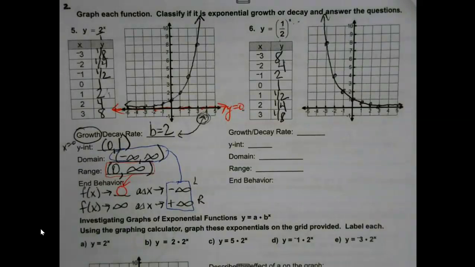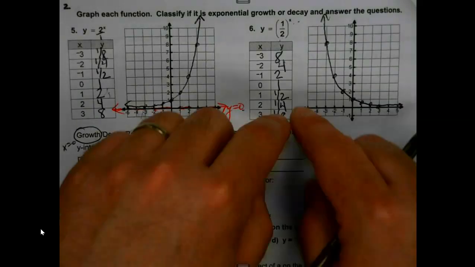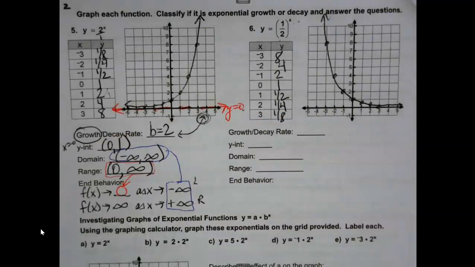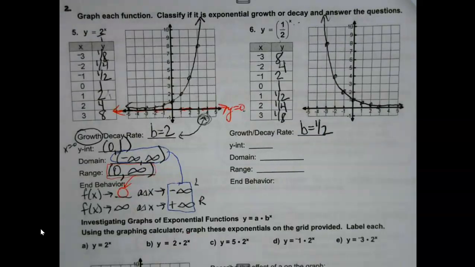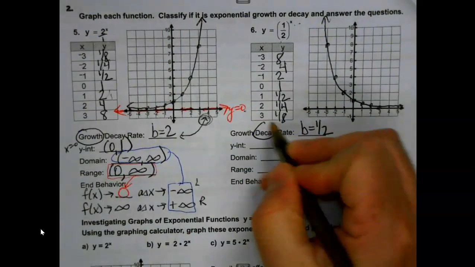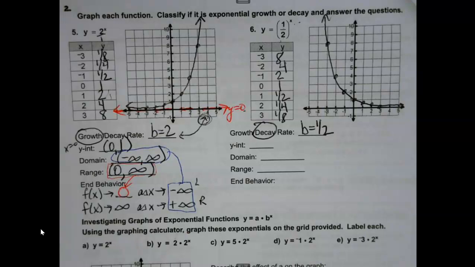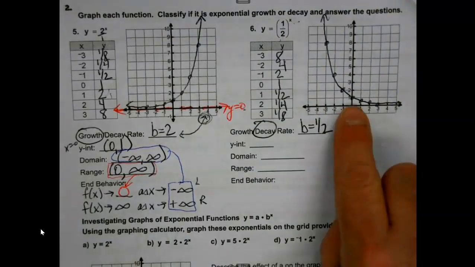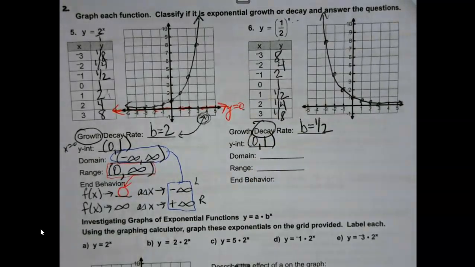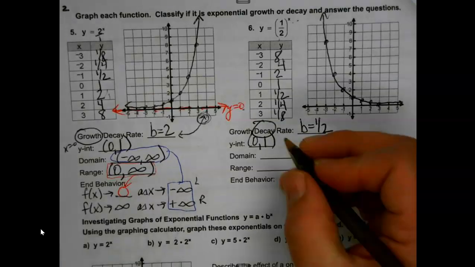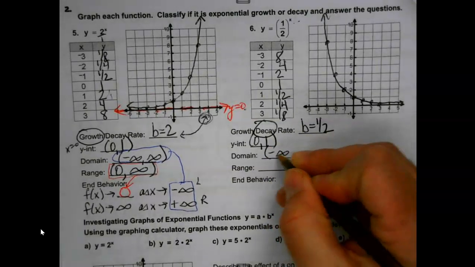Because now I can roll this, at least I think I can. My b value is a half, which is decay. I see that here. It goes down from left to right. My y-intercept has not moved. We'll see where that's going to start moving here in the next problem. Domain never changes.